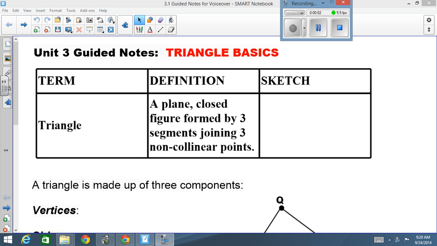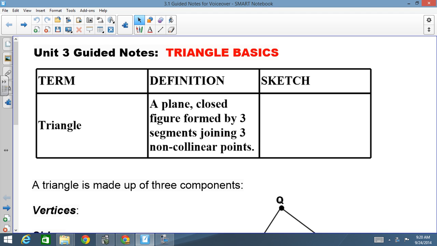Okay, so let's go through some triangle basics here, get some of these definitions out of the way so that we don't need to spend time in class doing this. We can spend time in class doing some application of these things.